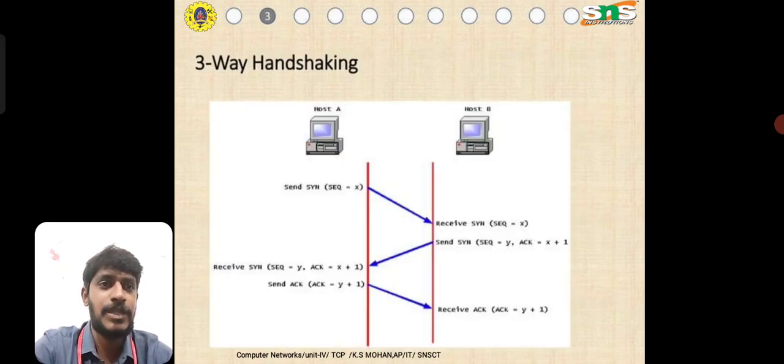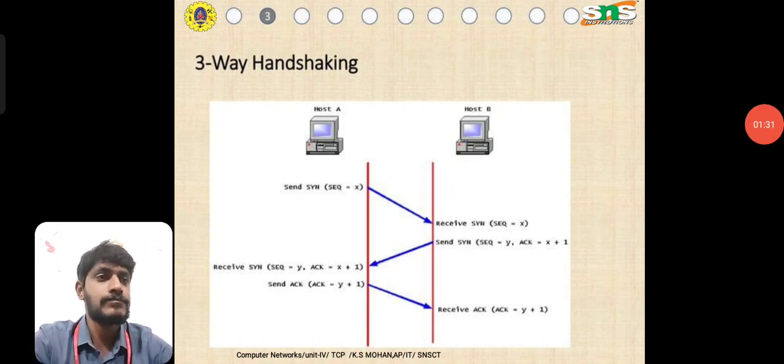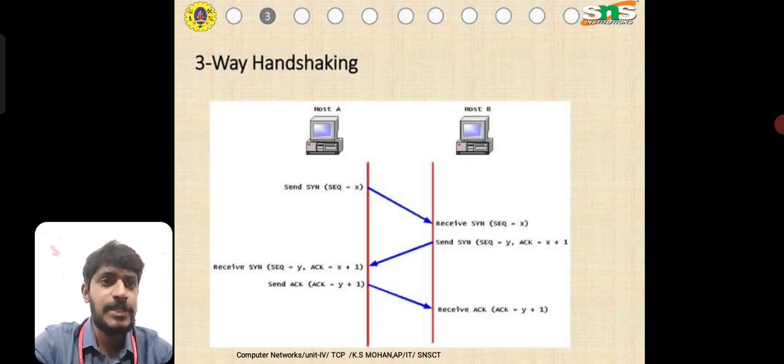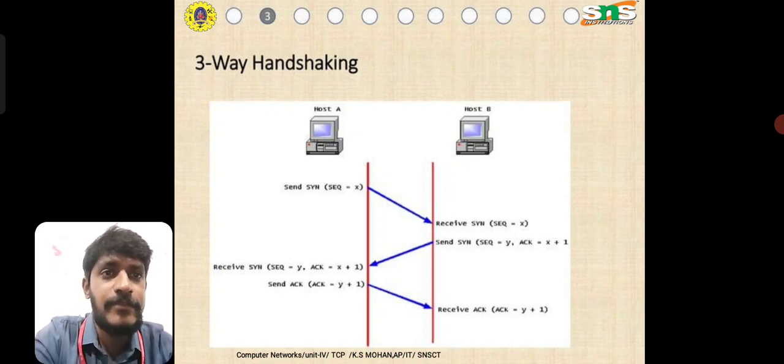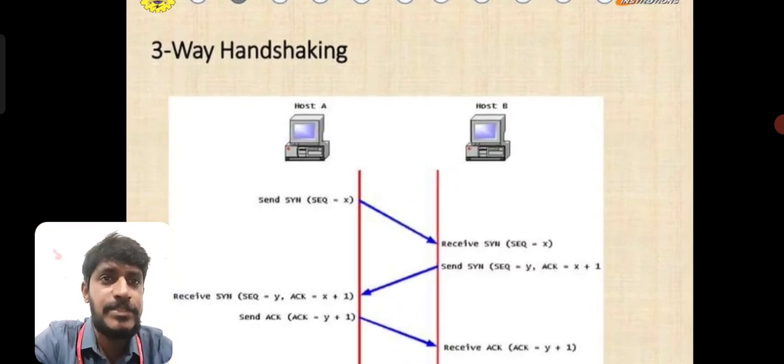In the handshake, there may be a host A and a host B, a sender and a receiver. The sender sends to the receiver, and the receiver acknowledges whenever it receives the data. The three way handshake is given in this picture.